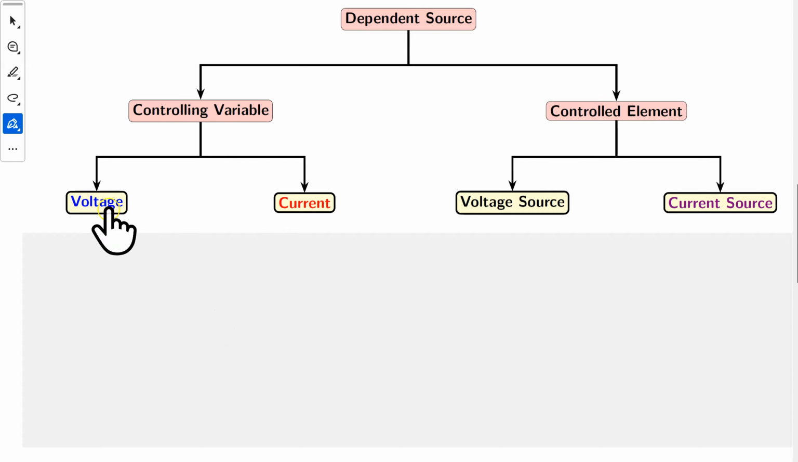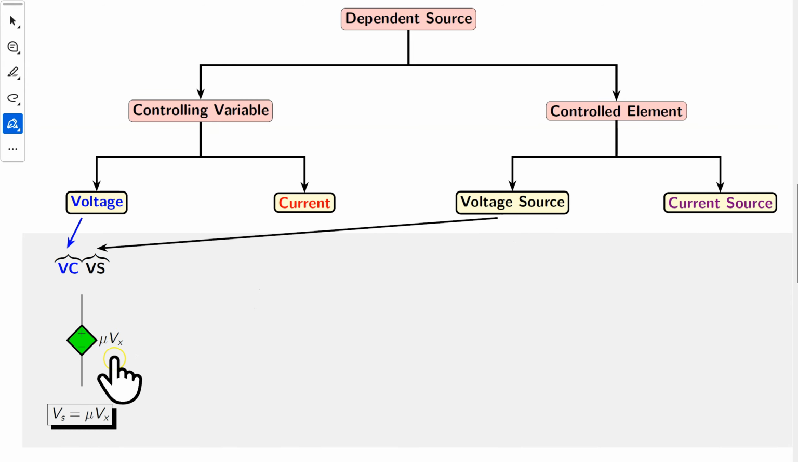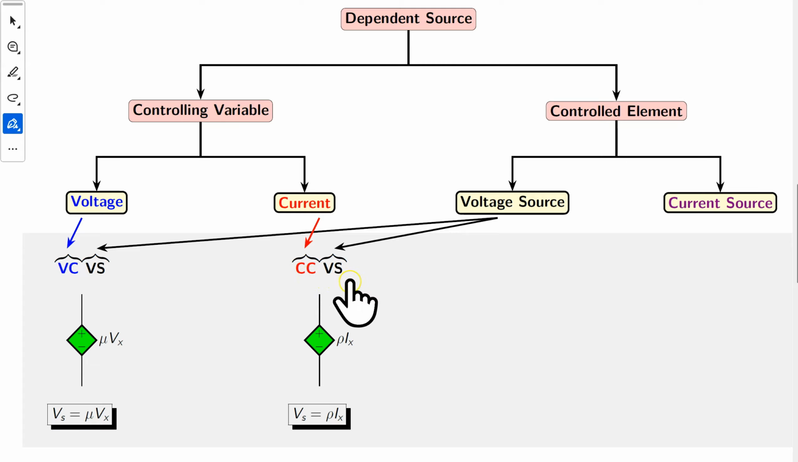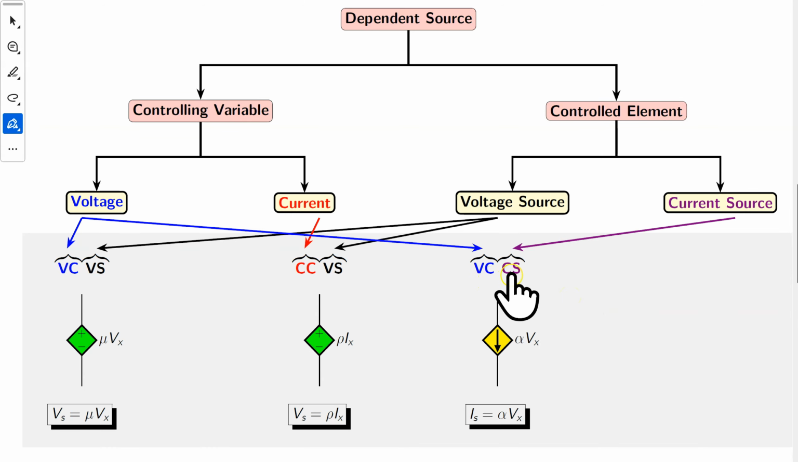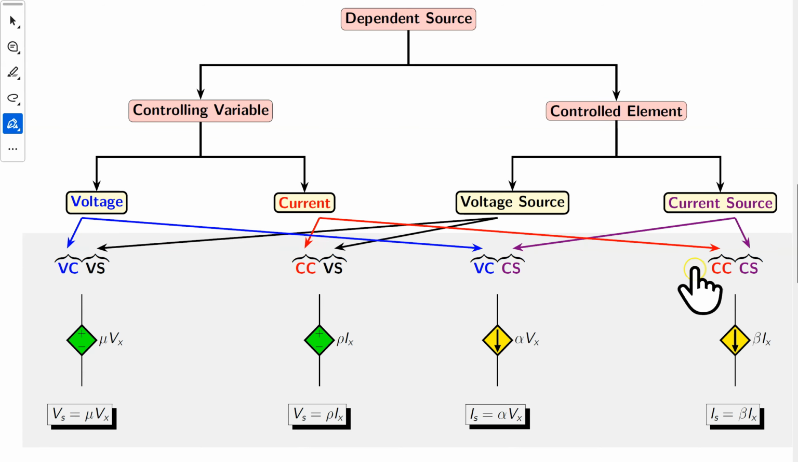If the controlling variable is a voltage and the controlled element is a voltage source, we get a voltage-controlled voltage source. The first two letters denote the controlling variable and the last two letters denote the controlled element. If the controlling variable is a current and the controlled element is a voltage source, we get a current-controlled voltage source. Similarly, we can get a voltage-controlled current source and finally a current-controlled current source.